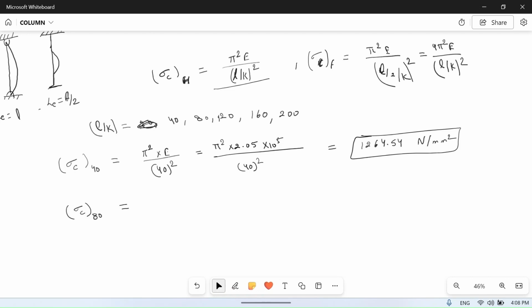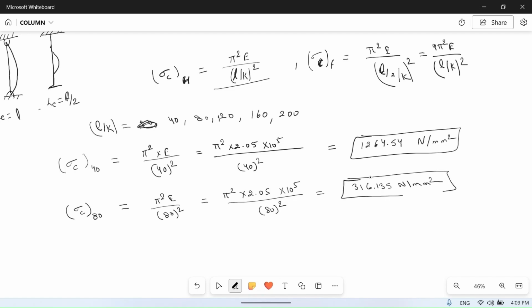It will be equal to pi square E divided by 80 square. It will be equal to pi square into 2.05 into 10 to the power 5 divided by 80 square. So it will be equal to 316.135 Newton per mm square.